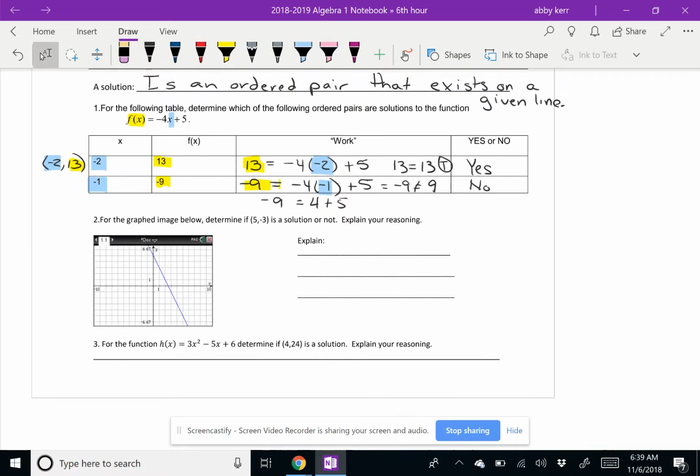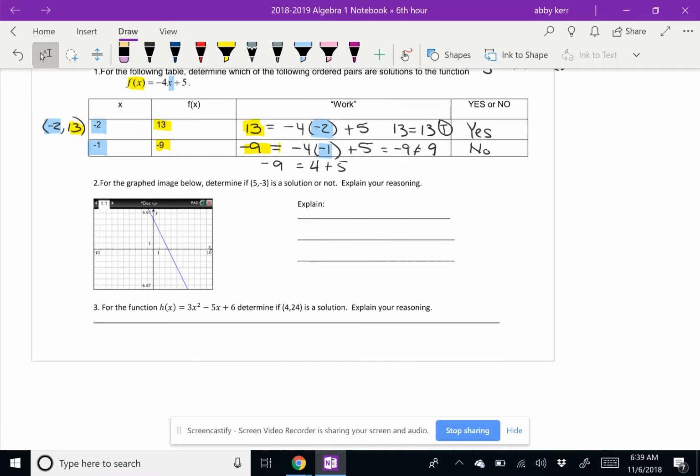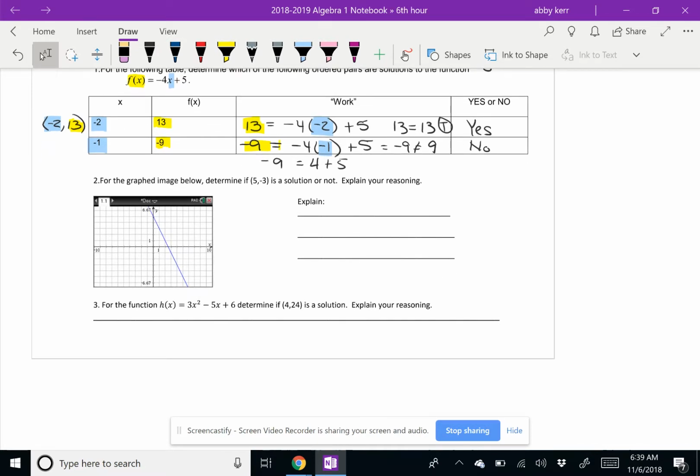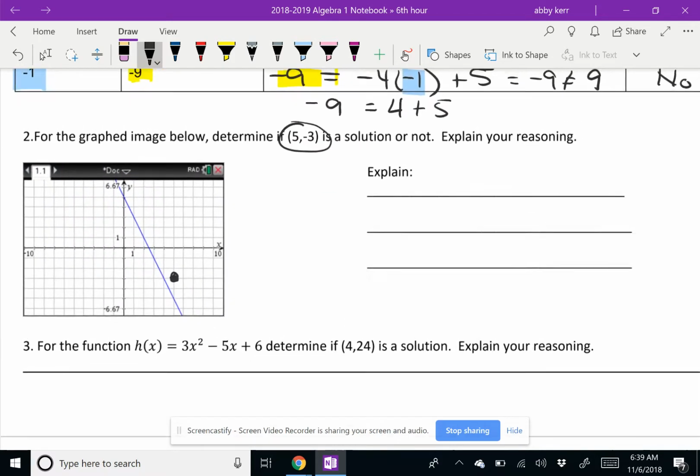If given a graph and an ordered pair, the easiest thing to do is just graph whatever ordered pair I gave you and see if it's on the line. So 5, -3 is 1, 2, 3, 4, 5 to the right, and down 1, 2, 3. Now I understand it's very close to the line, but if you zoom in a little bit, you notice that the ordered pair is not on the line. So you can say this is not a solution.